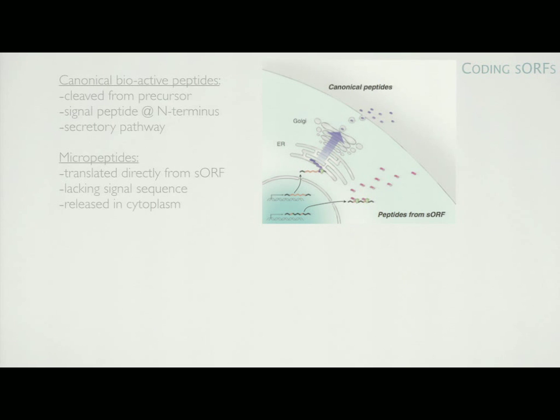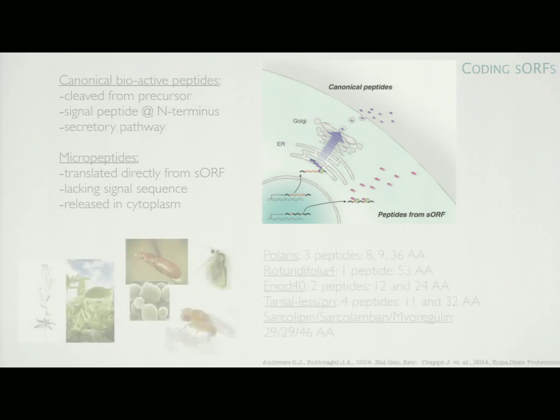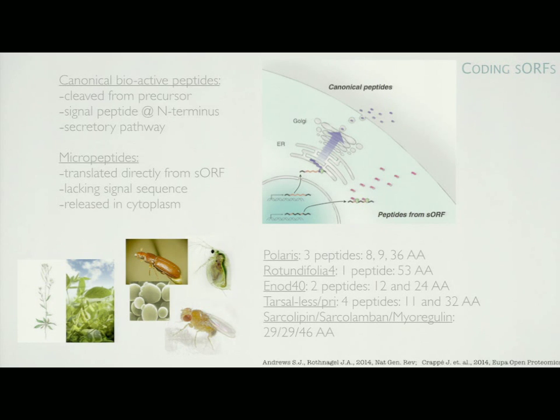In this case, we study micropeptides. These are translated immediately from a small open reading frame, and they are released in the cytoplasm because they lack the signal sequence. The last few years, there were some manuscripts describing, even functionally characterizing, a few of these micropeptides from small open reading frames. One of the most studied ones are tarsal-less in Drosophila and sarcolipin and myoregulin in human even.